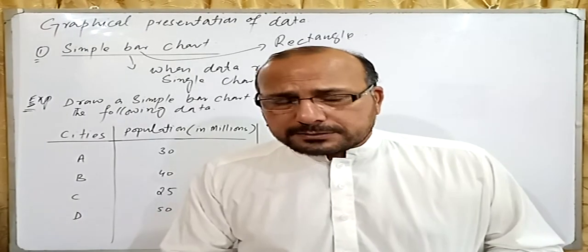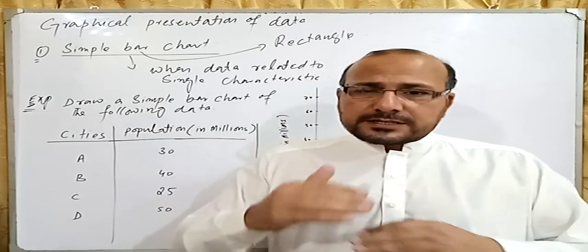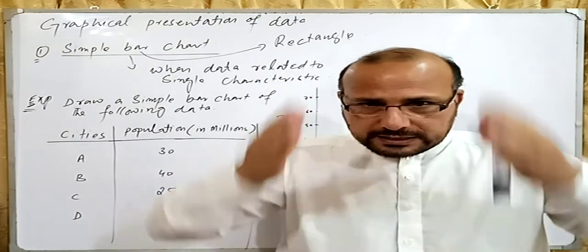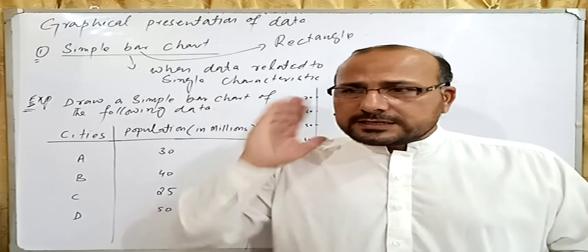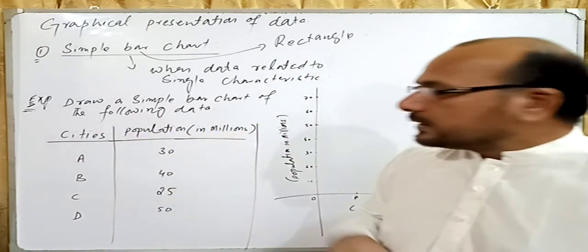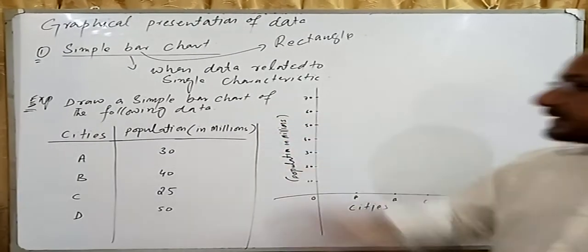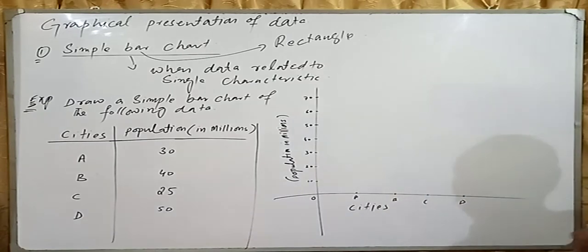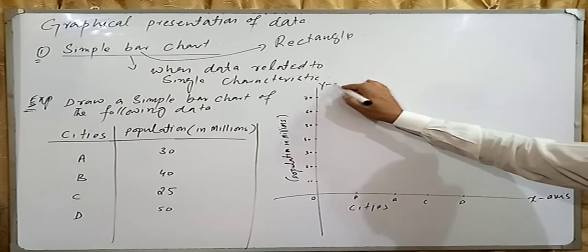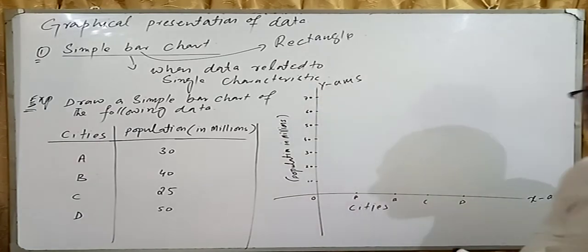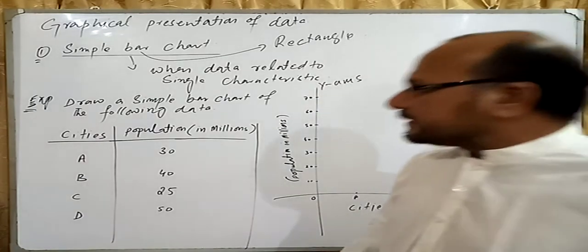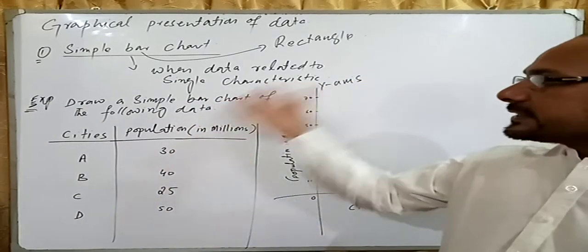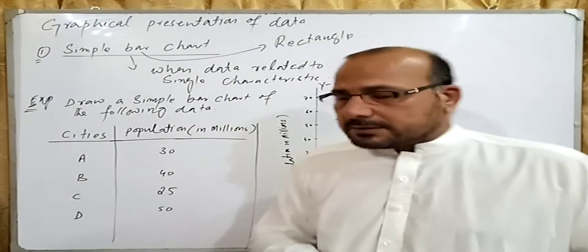What we are doing in a simple bar chart, remember, is making the bars, making the rectangles vertically or horizontally, but I will show you the vertical method, that how we can represent the data by the vertical method. In this xy plane we will represent the data related to a single characteristic. So data related to a single characteristic can be represented by a simple bar chart, the first point.